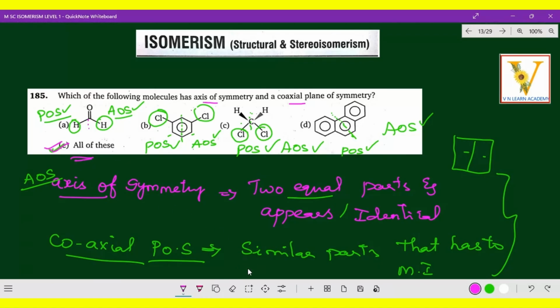I hope you got clarity about POS and AOS. When you cut the molecule equally, it is subdivided and it shows mirror images also. In that way we can identify POS as well as AOS. Come on, let's go to the next question.